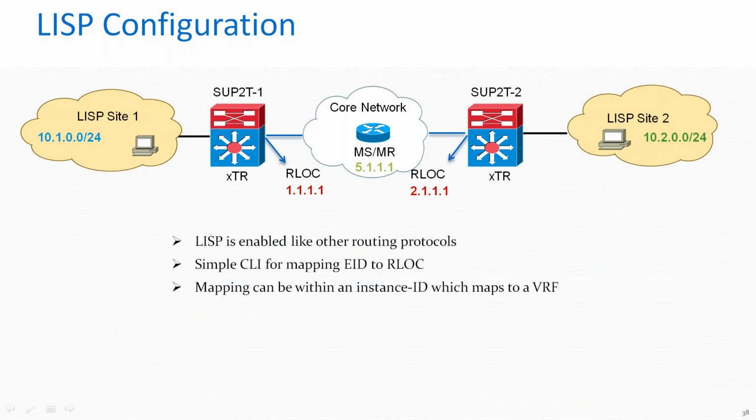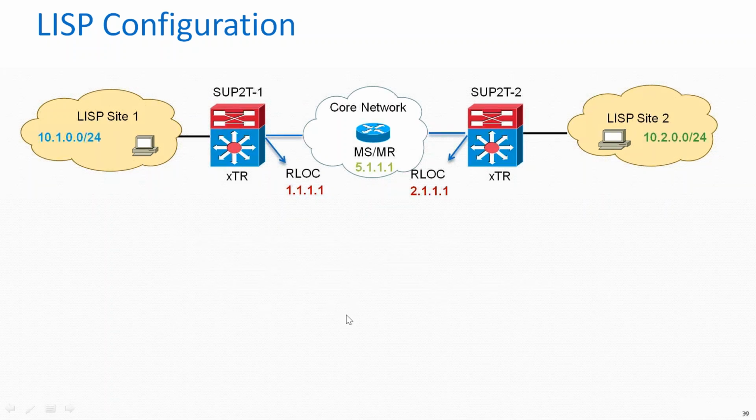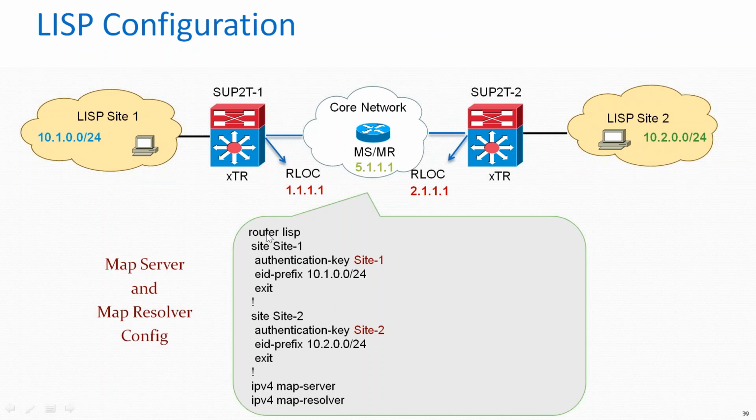Now finally, we have the configuration for the MSMR. In the MSMR, again, it's a very simple configuration. Mapping can be within an instance ID that maps to a VRF. So let's see. Now the site 1 entry: I'm authenticating with the EID prefix, that is 10100. For the other site, I am authenticating with the site 2 key, 10200, and this particular server is my IPv4 map server, map resolver. That's it. That's all the configuration. Then we'll do the verification.